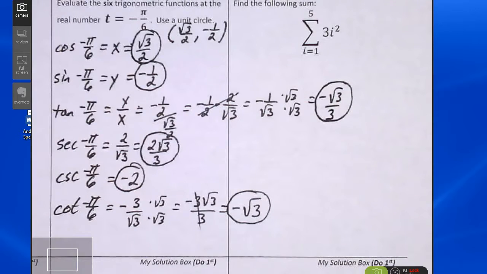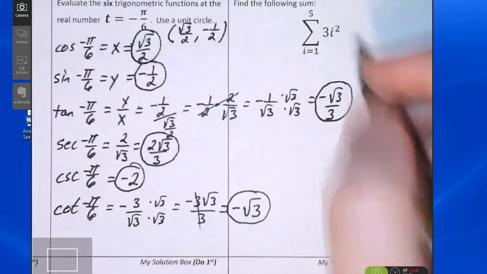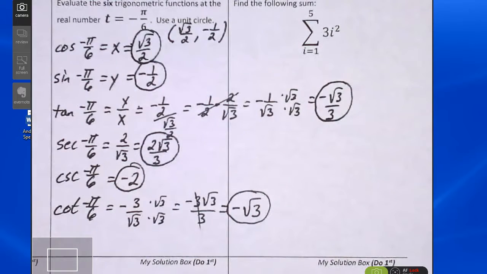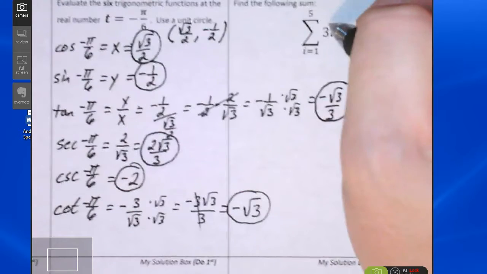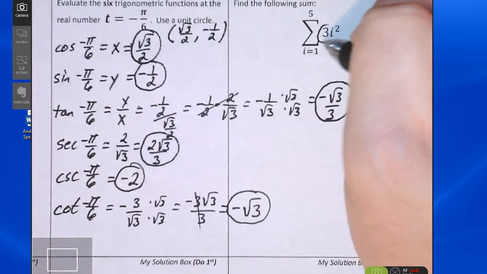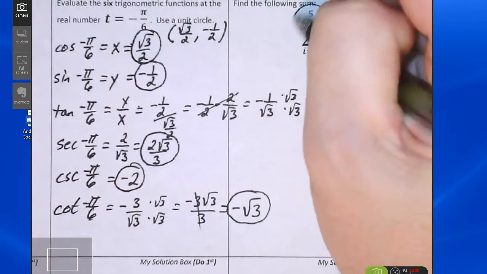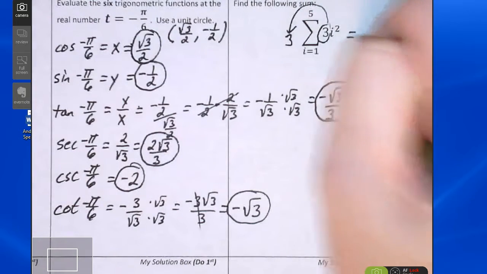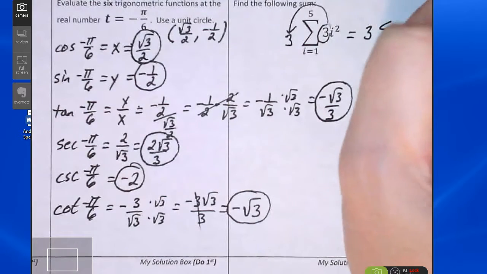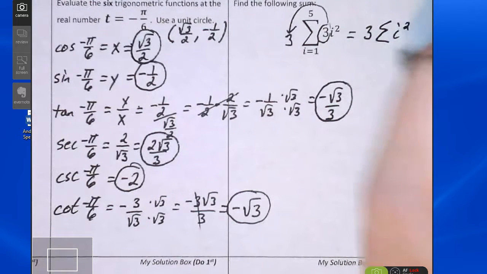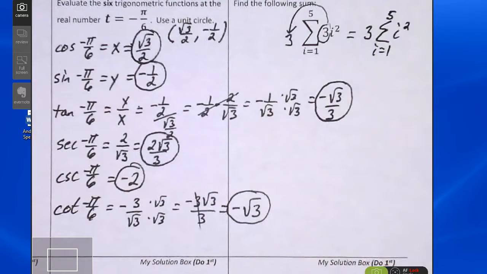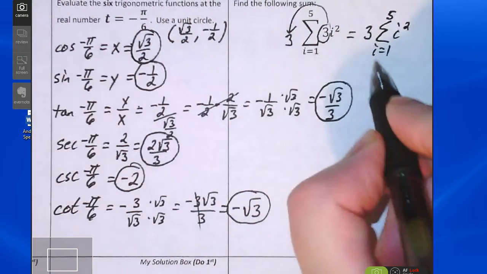Now day 4, problem 2, find the following sum. We have 3 times i squared, and we want to put in values for i from 1 through 5. And one thing that might make this easier is to take that 3 and put it out in front of the sum so that we're rewriting this as 3 times the sum of i squared, and we're still going from 1 through 5. But this might make our arithmetic a little bit easier.